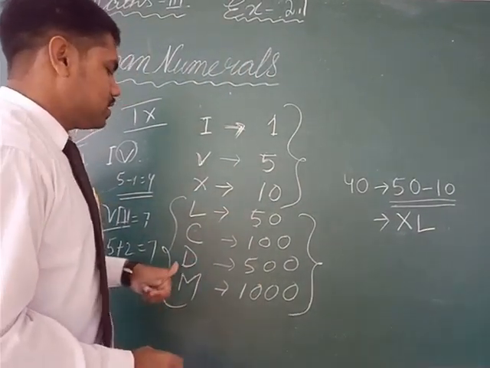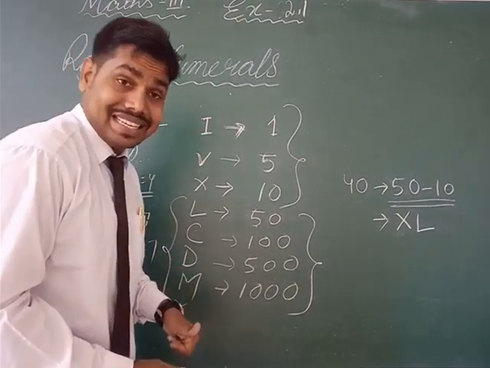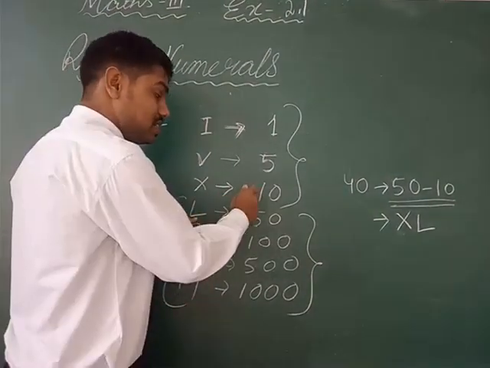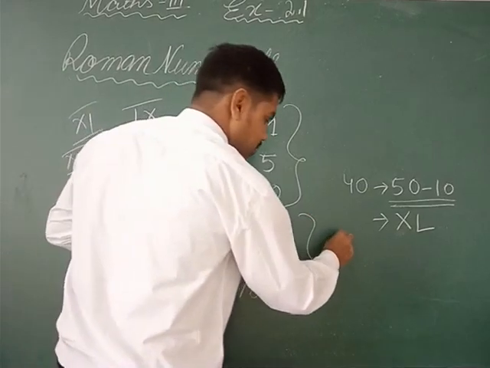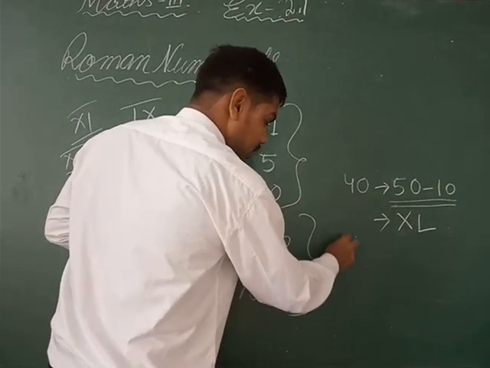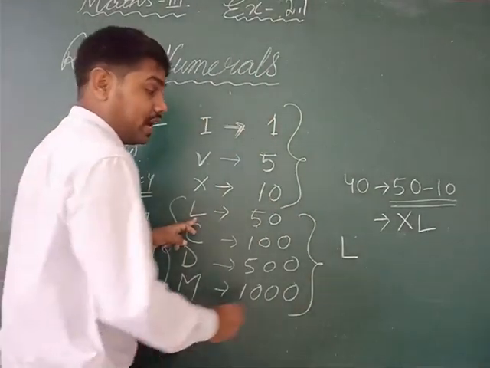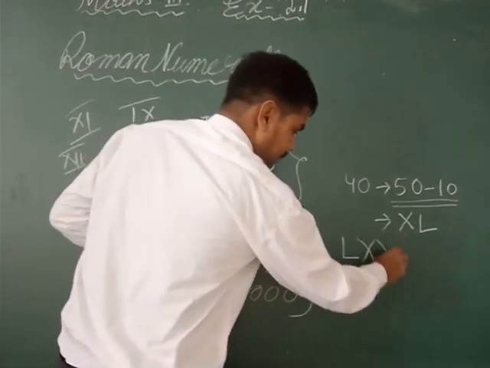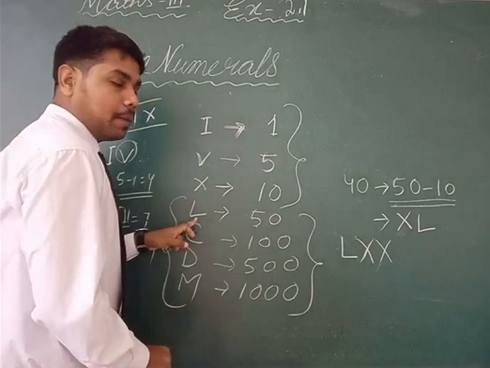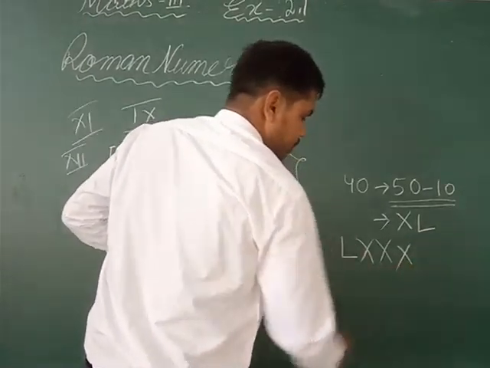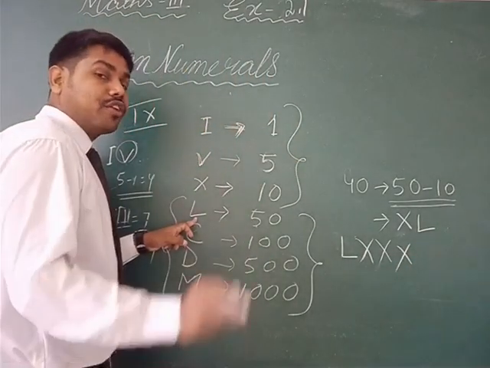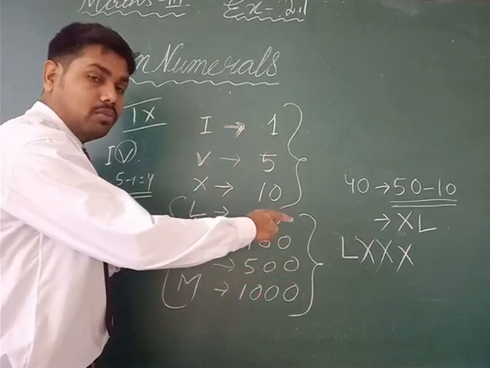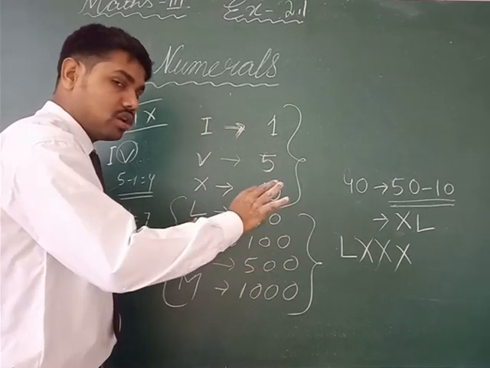Same way, suppose you want to write 60. So 60 means 50 plus 10. So 50 means L is 50 and plus 10 means we will write x after that. Plus 20 means we will write another x after that. Okay, up to 3 times we can repeat. So for 80 we will write this. But for 90 we will not repeat one more. We will not write 4 times. 3 times only we can repeat.